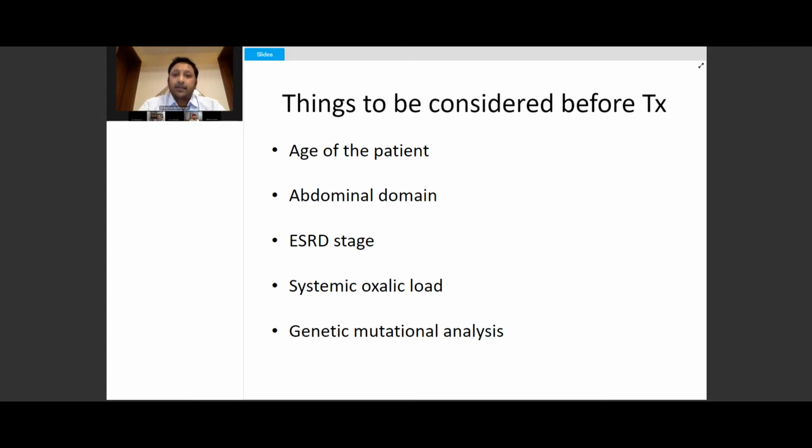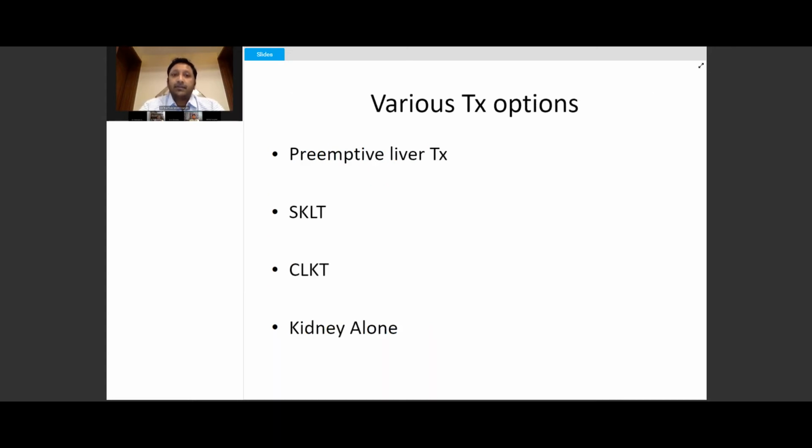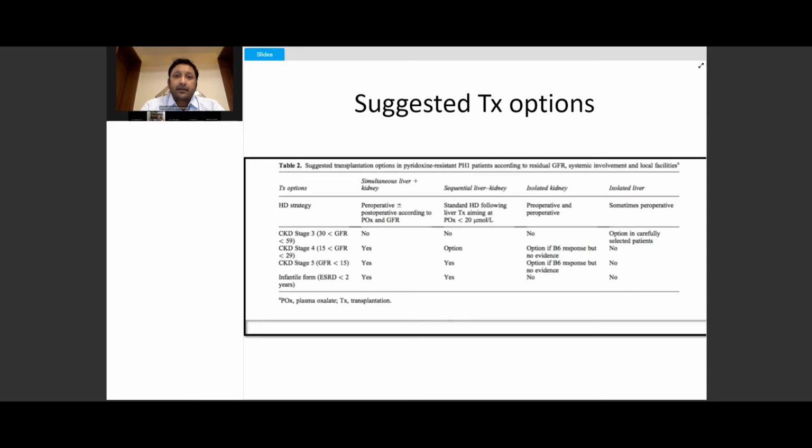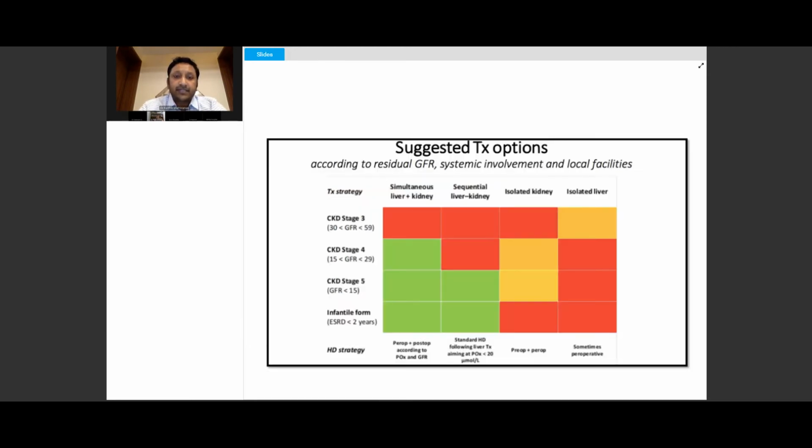And the various transplant options are a preemptive liver transplant, a sequential liver kidney transplant, or a combined liver kidney transplant, or a kidney transplant alone. So suggested transplant options is better represented in this slide. If there is a stage 3 CKD, then isolated kidney transplant, isolated liver transplant, the preemptive liver transplant can be attempted.